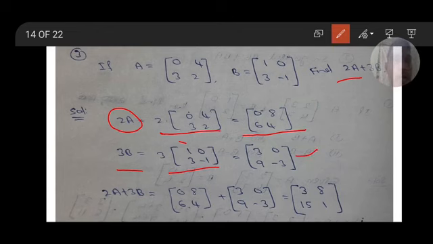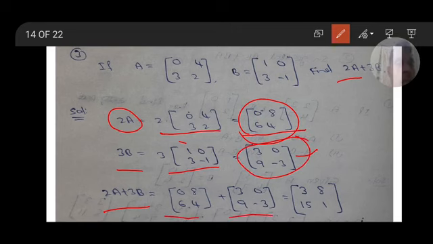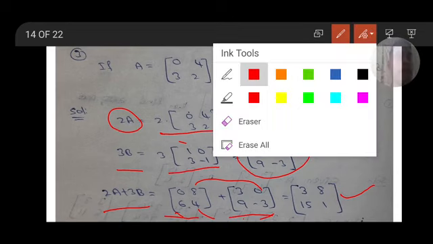We have to add both, 2A plus 3B. 2A means this matrix 0, 8, 6, 4. 3B means this matrix 3, 0, 9, minus 3. Corresponding elements addition: 0 plus 3, 8 plus 0, 6 plus 9, 4 plus minus 3. That is 3, 8, 15, 1, the answer. Okay, that is 2A plus 3B.